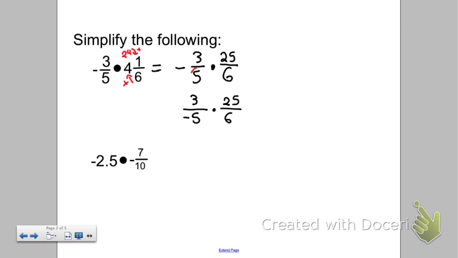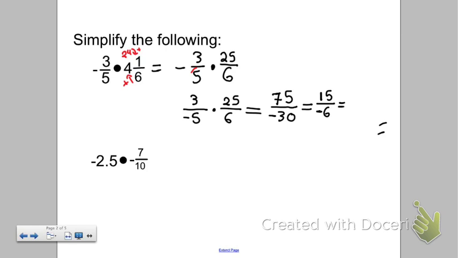25/6. When you're multiplying, you do not need to have common denominators. You can just multiply straight across. 25 times 3 gives me 75. -5 times 6 is -30. I need to reduce my fraction as well. 75 and 30, the common factor of both of those is 5. 5 goes into 75 15 times, and into -30 -6 times.